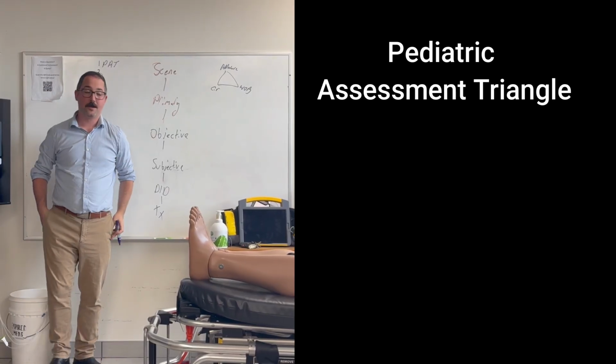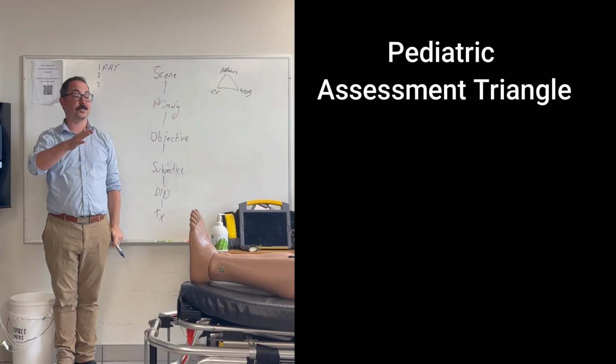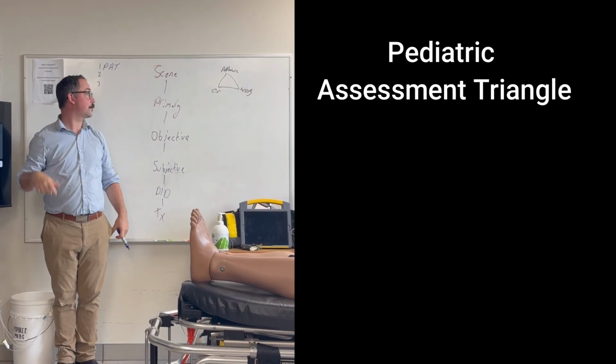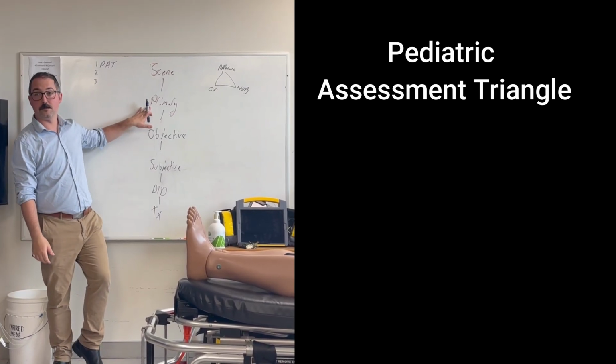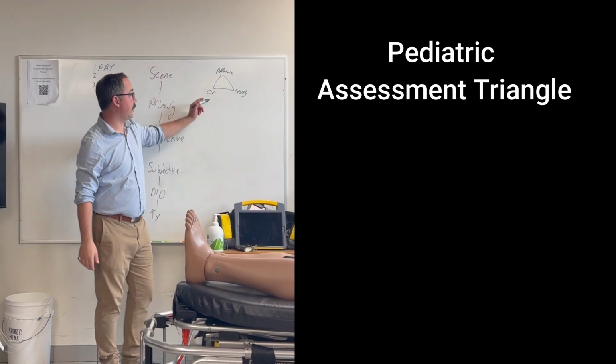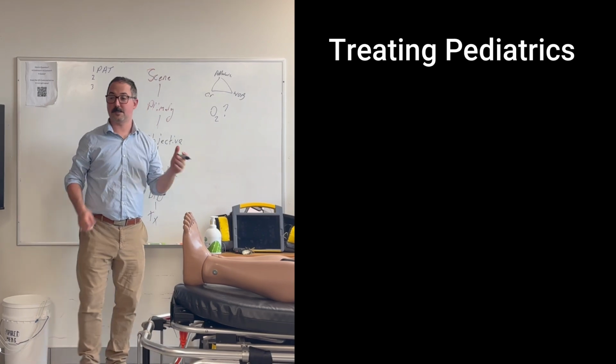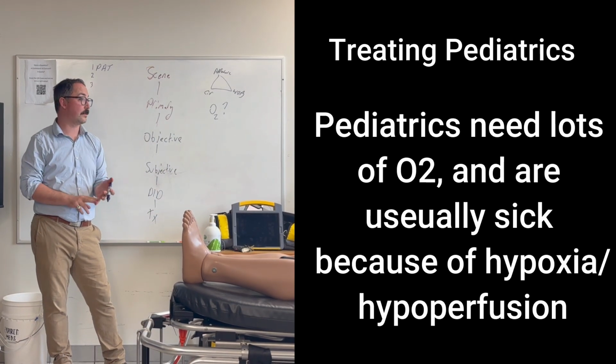So at the door, you're doing the pediatric assessment triangle. So in lab, when you walk in and I tell you your patient's a kid, you should do the pediatric assessment triangle before you check for a pulse. Make sense? And the reason we do this is, are they getting oxygen? Yes or no? So that's the purpose of the pediatric assessment triangle. Are we giving them oxygen?